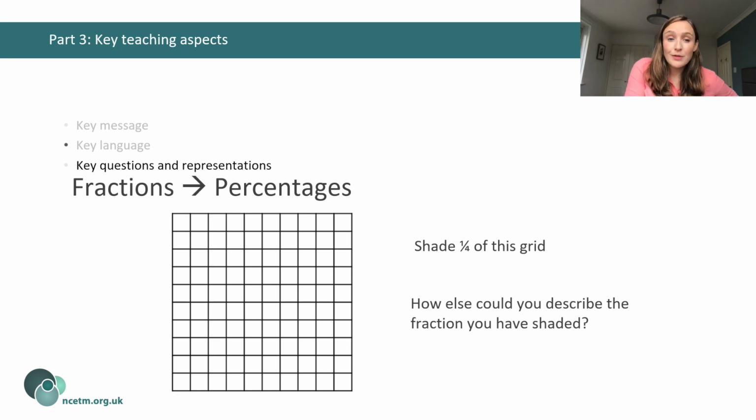I also like to look at numbers greater than 1. So I might go for something like 1 2/10. And the students will then realise that they need more than one 100 grid in order to shade this in, because one full shaded in grid would be one whole, and then the 2/10.